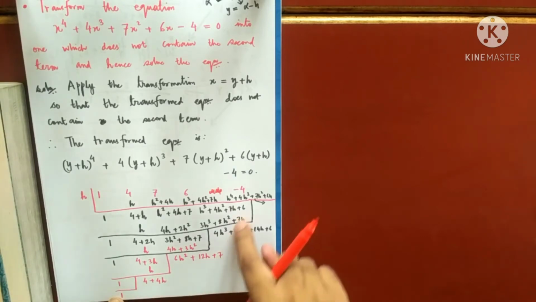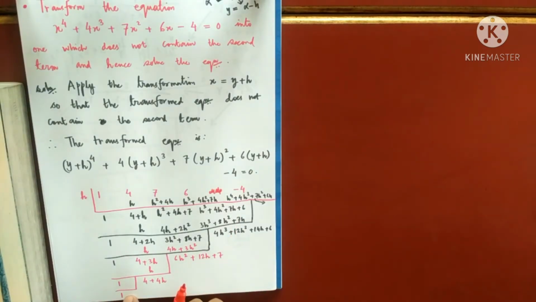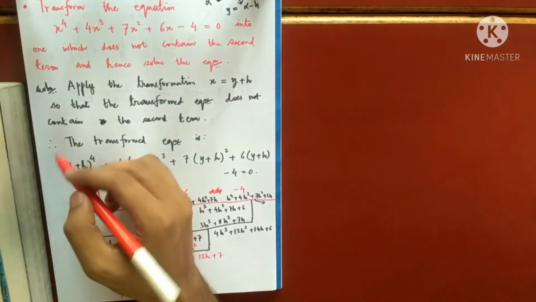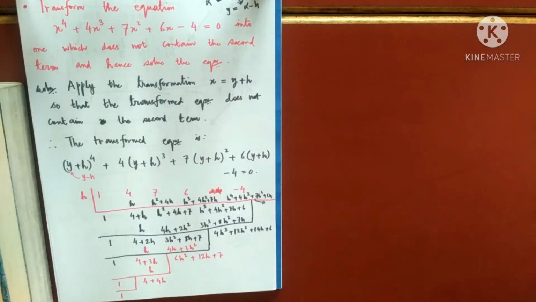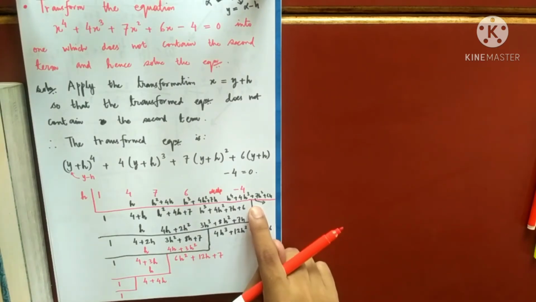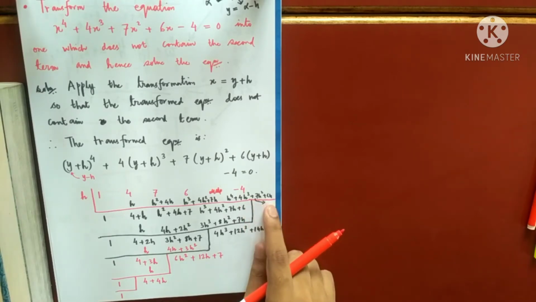I will write the coefficient in this manner. So this is 1 into y to the power 4. Why will it become y to the power 4? Because you are writing here y equals to y minus h. So minus h plus h will get cancelled. So only y will remain. So this coefficient you have to choose. Okay. So let me write it down. So let me check the coefficient. 1, 4h plus 4, 6h square plus 12h plus 7, 4h cube plus 12h square. And lastly h to the power 4 plus 4h cube plus 7h square plus 6h minus 4.